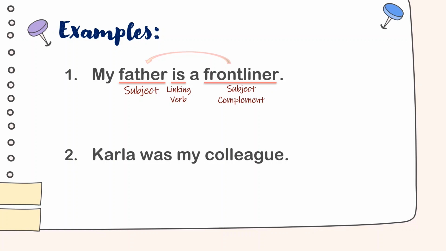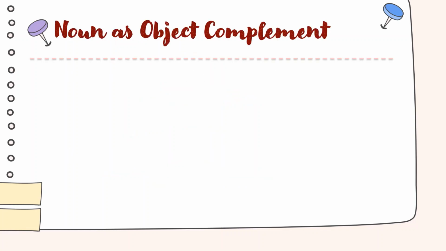Number 2. Carla was my colleague. What are the two nouns in the sentence? Very good. Carla and colleague are the two nouns in the sentence. What is the subject? Yes, the subject is Carla because she is the one being talked about in the sentence. And colleague is the subject complement because it renames the subject Carla and it is linked by the linking verb was. Who was my colleague? The answer is Carla.